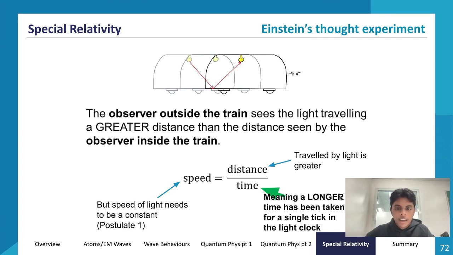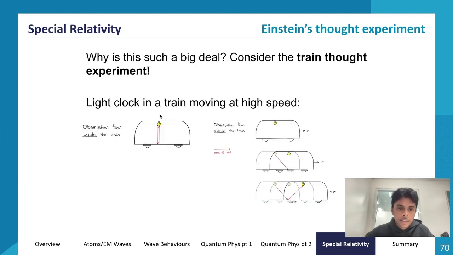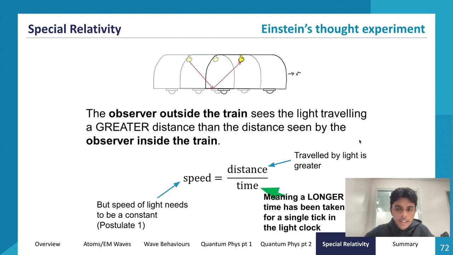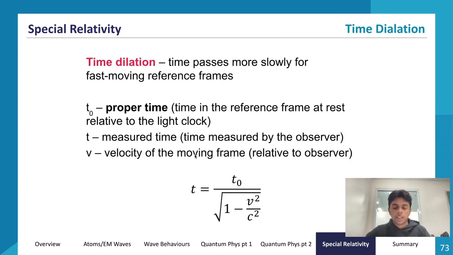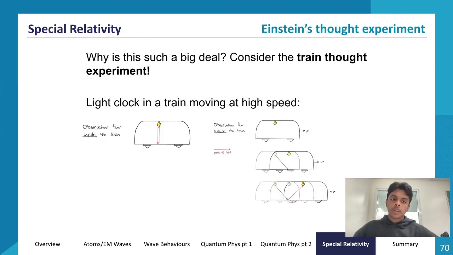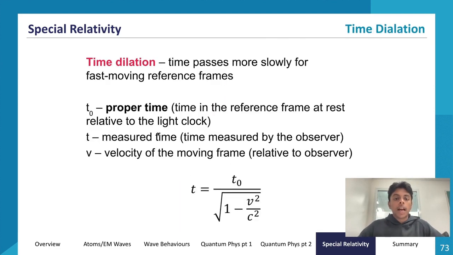So a longer time has been taken for me compared to the person inside the train, because the distance that he sees is less. Because light travels a greater distance for me outside the train, a longer time is taken for me as well. The tick takes longer for me, to allow for the speed of light to be constant. This is what we call time dilation. Time passes more slowly for fast-moving reference frames. As opposed to the guy inside the train, who doesn't need to see time traveling that fast because the distance that light travels is not that big, I've experienced a longer time.